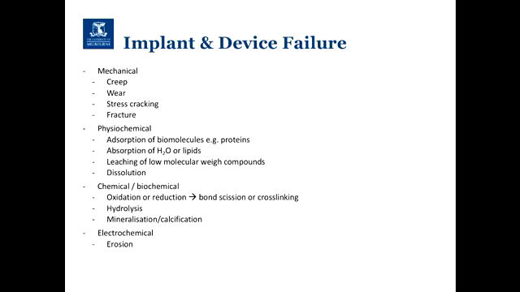So here's just another list. I guess it's more to reiterate a lot of the material properties, and I've gone through a lot of them as well, about what can happen to a material in the body and how it can be affected. So whether it's mechanical, physiochemical, chemical, biochemical, or electrochemical, these are all different things that can happen in the body that can affect how the device or the material will perform.